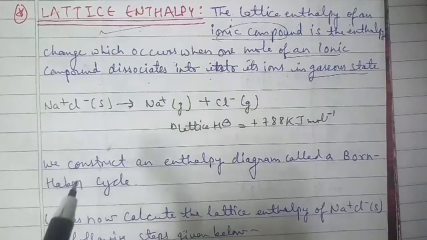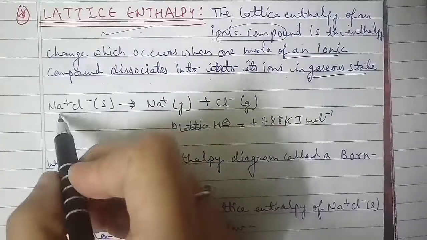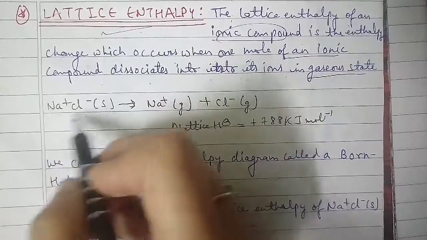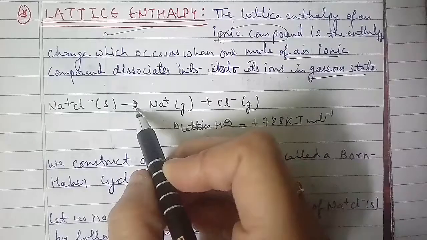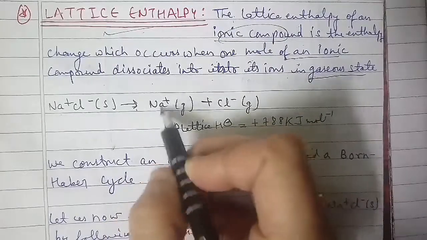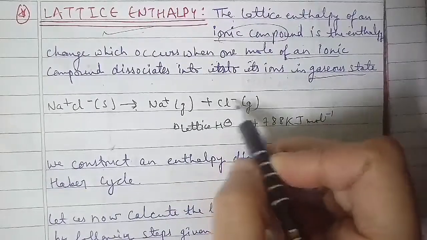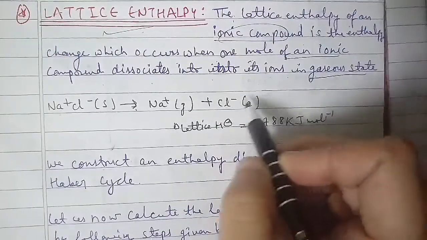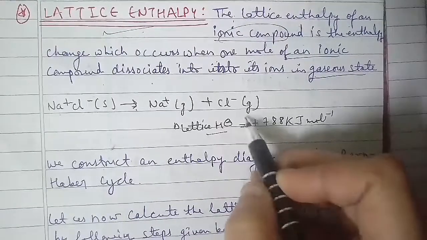If I'm talking about this, you can just take NaCl, that is a salt. You also know that it is in the form of solid, and when it dissociates, the lattice enthalpy comes into play. So it breaks into Na+, that is in the form of gaseous ions, and Cl-, that is also gaseous with a minus sign. The lattice enthalpy at that time, for NaCl, is +788 kJ mol^-1 here.